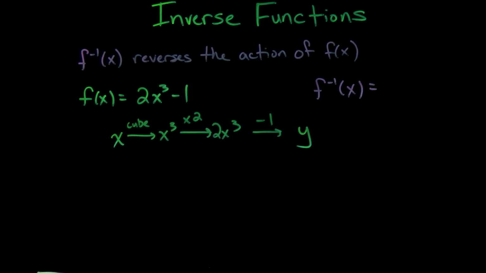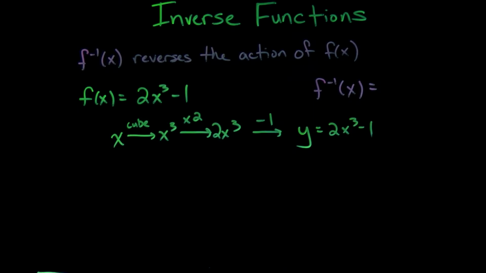So that's going to be 2x cubed minus 1. That's the order of operations. We put in an input, we first cube it, we multiply it by 2, we subtract 1, and then we're done. So let's suppose we want to reverse that. Let's suppose we're over here and we want to get back here. So we'd reverse our steps. Instead of going left to right, we're going to go right to left.